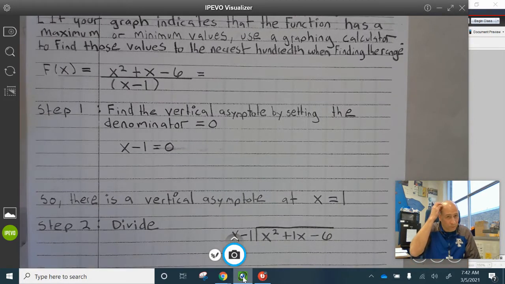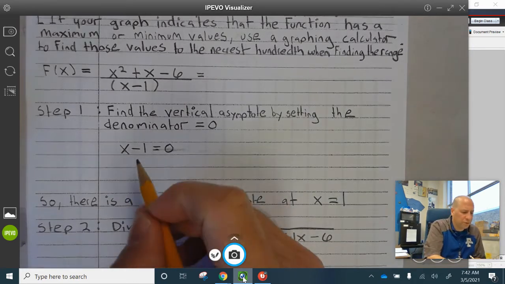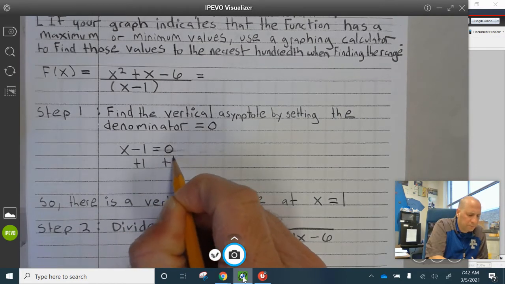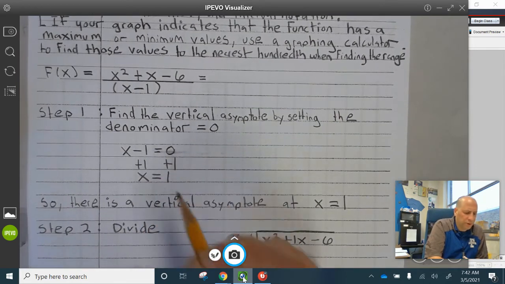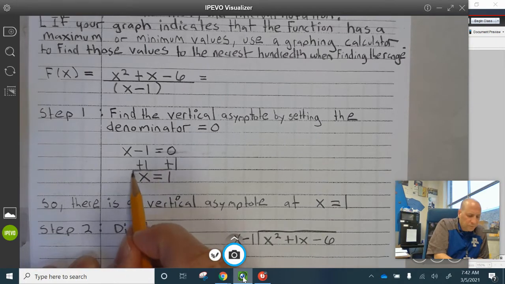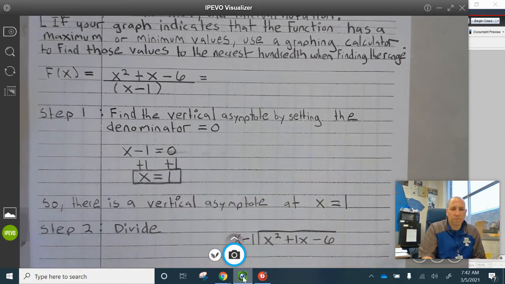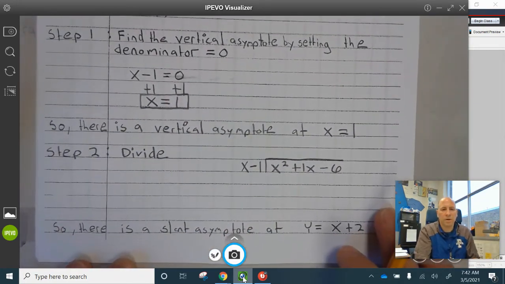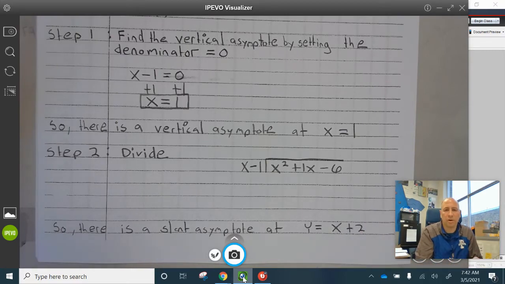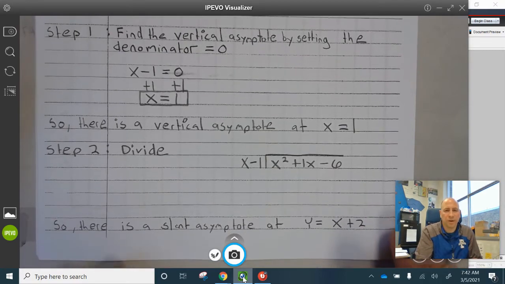Okay, so we have f of x equals x squared plus x minus 6 divided by x minus 1. Step 1, find the vertical asymptote by setting the denominator equal to 0. So we say x minus 1 equals 0, so we add 1 to both sides. So x equals 1. Okay, so there's a vertical asymptote at x equals 1. Step 2, divide.